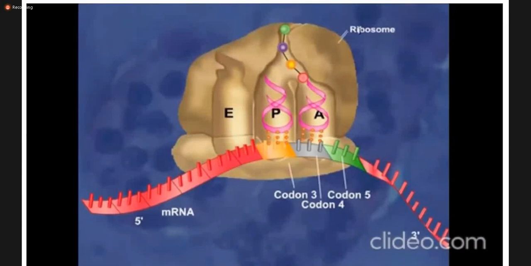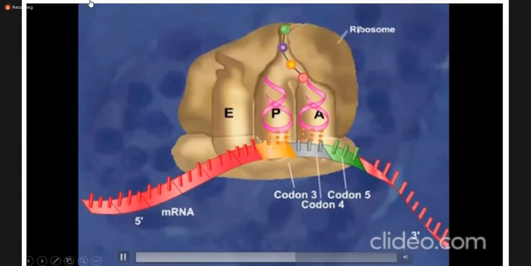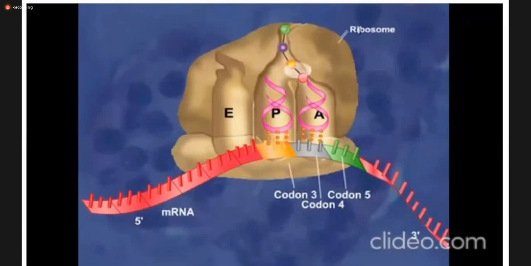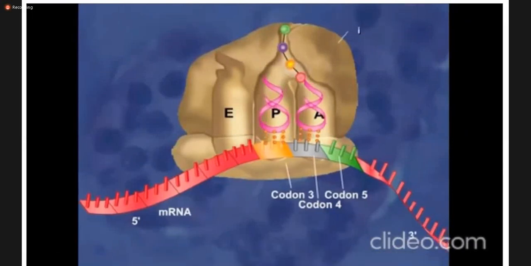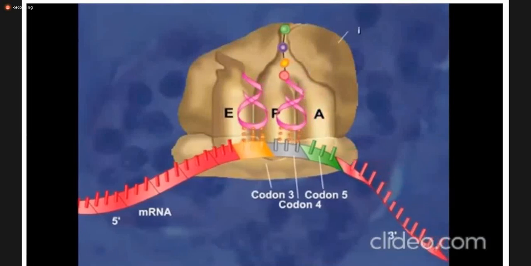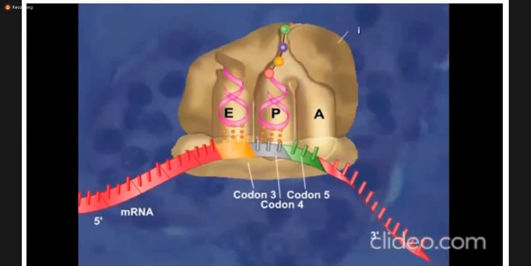Peptidyltransferase, a protein RNA complex present in the 50S ribosomal subunit, catalyzes the formation of this new peptide bond between the amino acids. The ribosome then translocates to the next codon. This process is promoted by elongation factor G and requires another GTP.